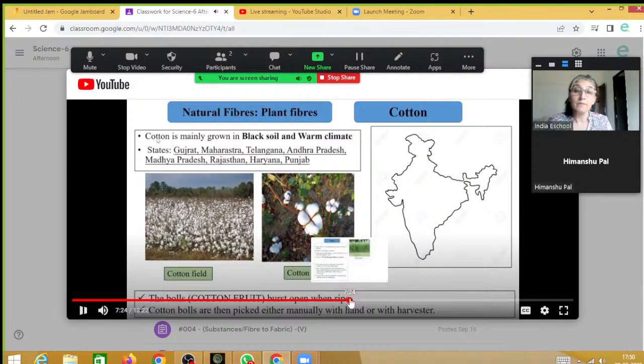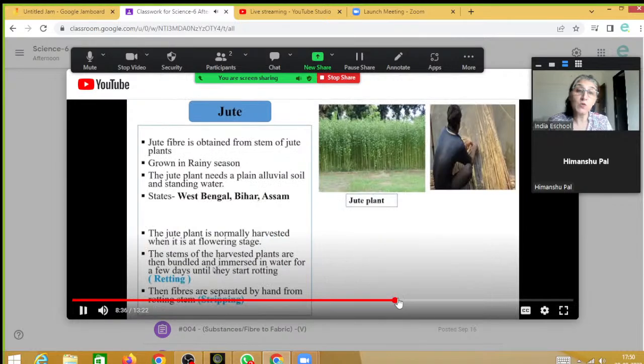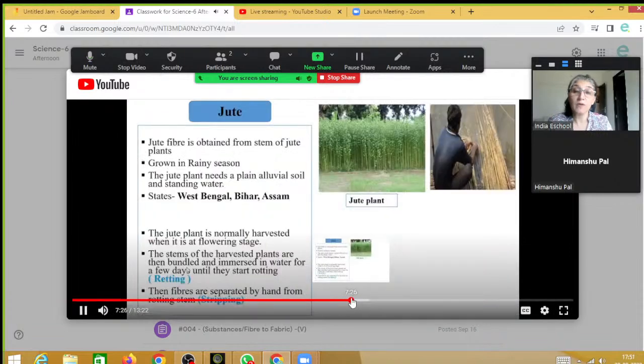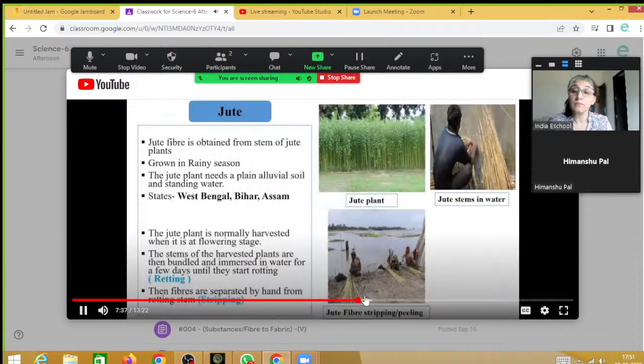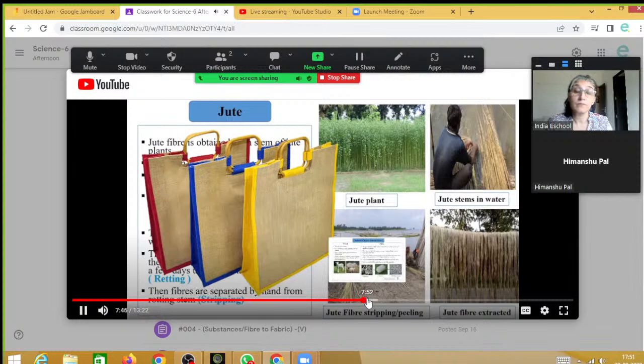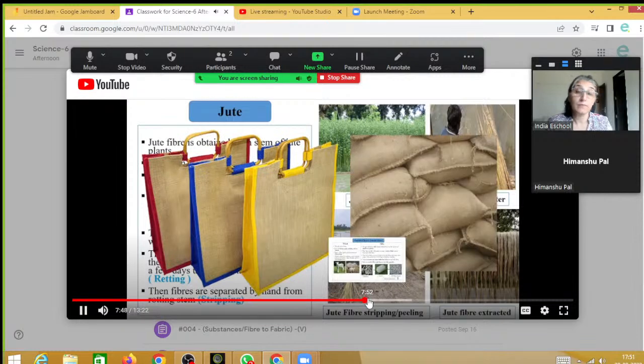Jute plants are harvested. Then the stems of harvested plants are immersed in water. This process is known as retting. The process is known as stripping. This is how jute fibers are extracted. Jute fibers are extensively used to make shopping bags and gunny bags.